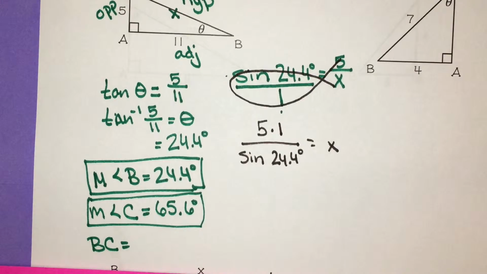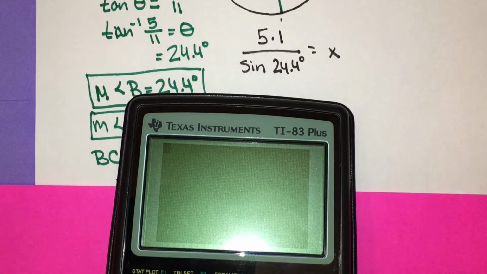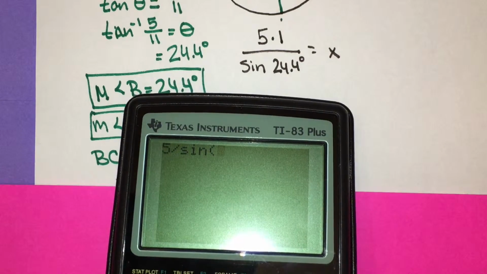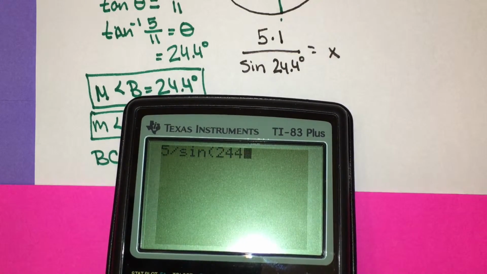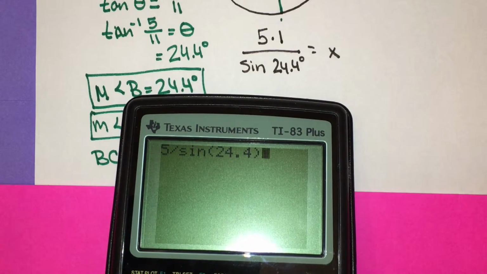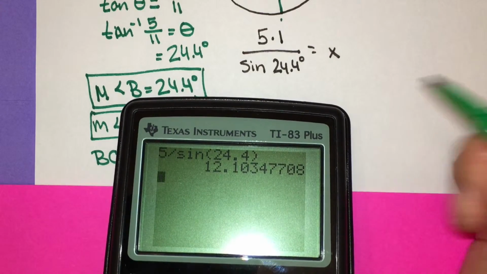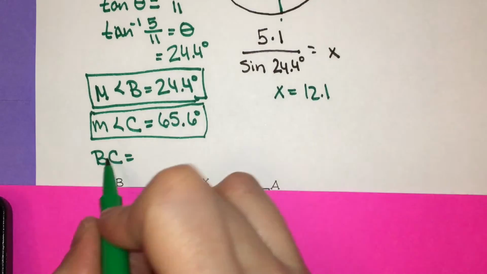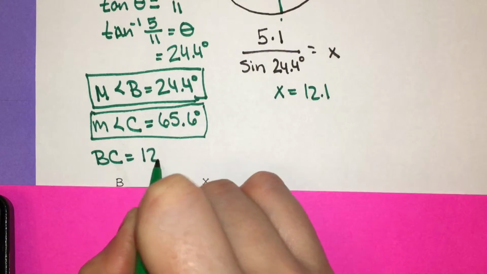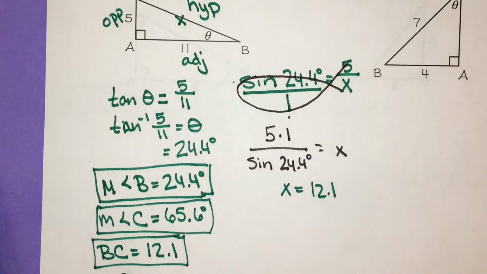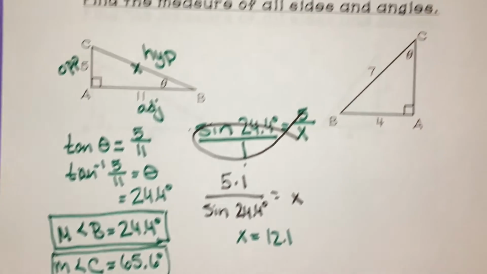Okay, so in my calculator, I'm just going to type in, I know 5 times 1 is just 5, divided by sine of 24.4. It's in degrees, so I don't need to put the degree sign. That gives me 12.1 if I round to one decimal place. So side length BC is equal to 12.1. Okay, and that's all I was looking for. So I have all 3 side lengths, all 3 angle measurements.